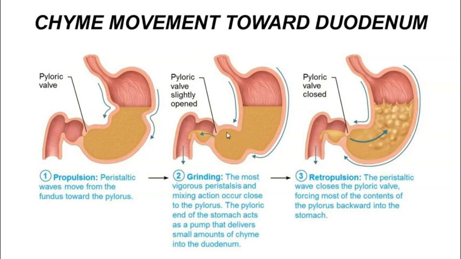The pylorus itself is really behaving as a pump that's delivering small volumes of chyme into the duodenum, and then the duodenum itself is regulating how much chyme is entering it. As I mentioned earlier, the stomach usually empties itself in about 4 hours, depending on the size of the meal. If there is a lot of fatty chyme present, that is, a lot of lipids in the food you've ingested that need to be digested, the presence of fatty chyme increases the amount of time that food spends in the stomach by about 2 hours.